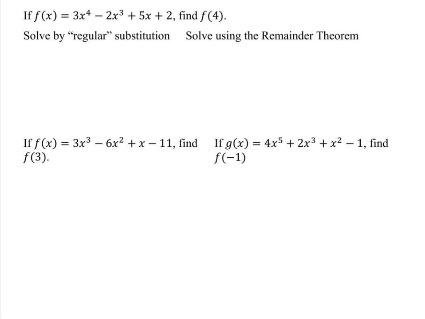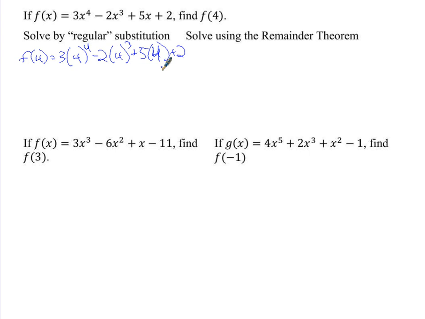So let's use the remainder theorem and let's use regular substitution just to drive this one home a little bit. Solve by regular substitution on the left, solve by using the remainder theorem on the right. We want to find f of 4 if this is my polynomial. So I'm going to write f of 4 equals 3 times 4 to the 4th minus 2 times 4 to the 3rd plus 5 times 4 plus 2. All right, now I got to figure out what 4 to the 4th is and then multiply it times 3. What's 4 to the 4th?